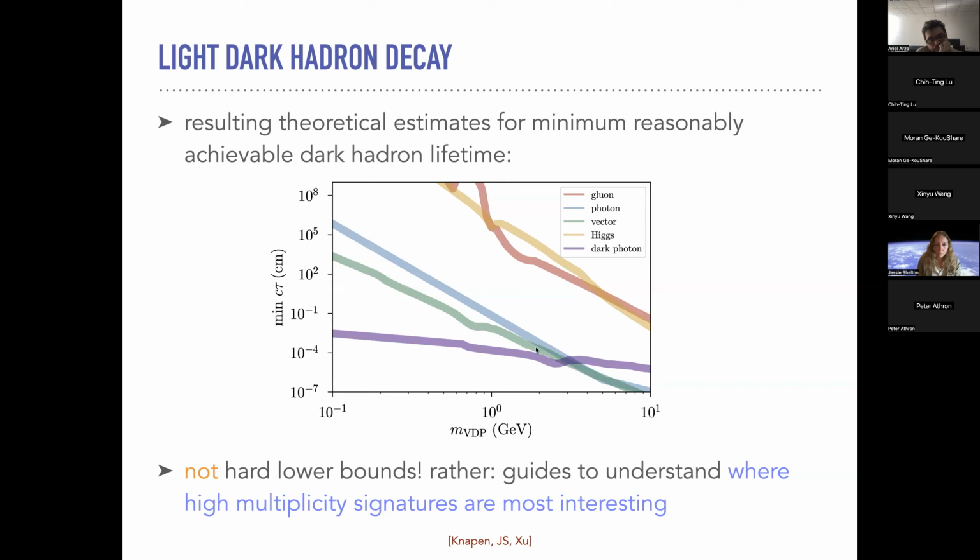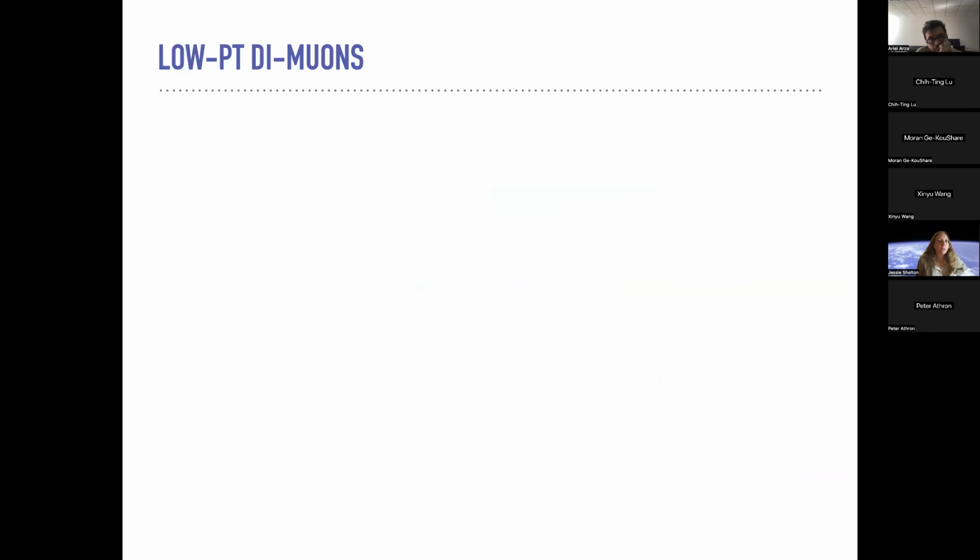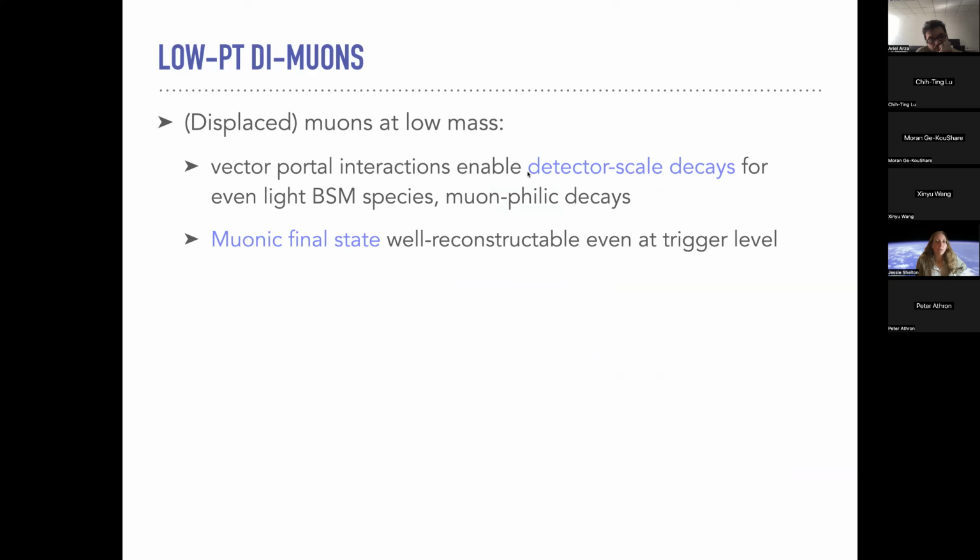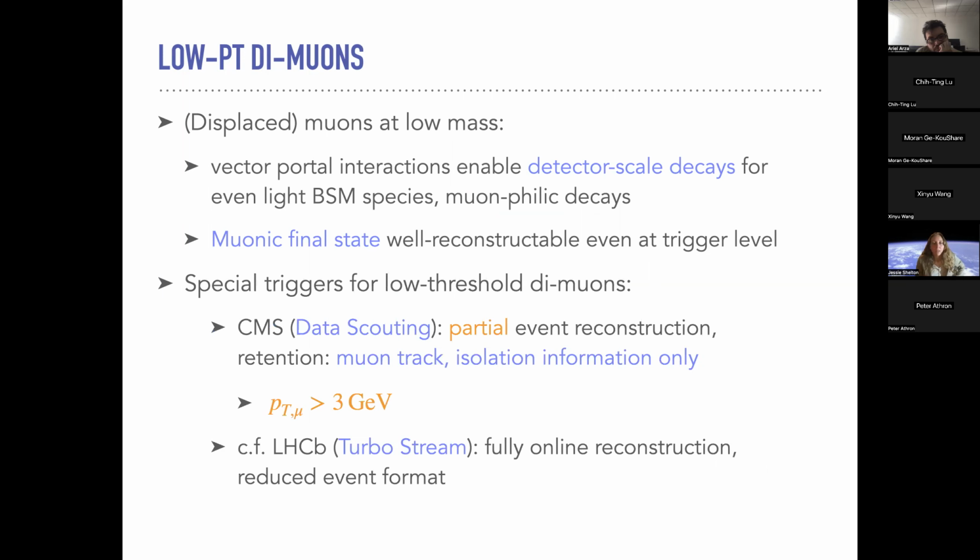More interesting is if you want to really push sensitivity at low masses to multi-displaced object final states, then the ones that are most interesting to look at are cases where you involve electroweak objects more strongly. This is true from the theoretical point of view as well as the experimental point of view, because low PT dimuons are motivated both from this lifetime argument, but also experimentally, muons in particular are well reconstructible, even at the trigger level and even at relatively low PT.